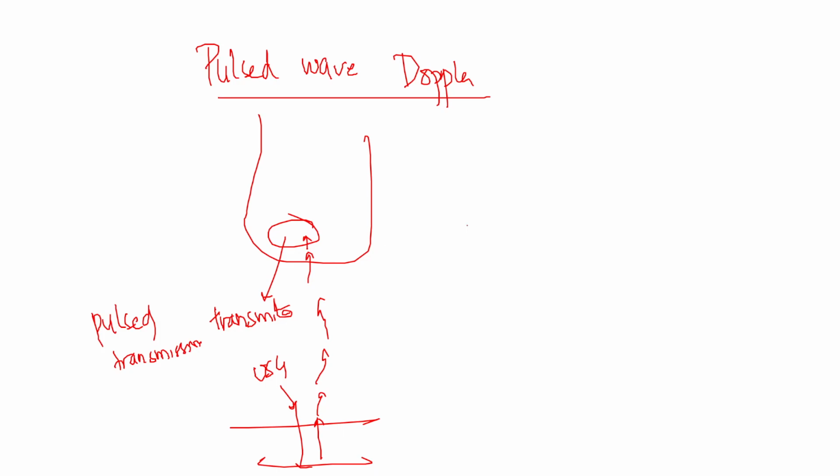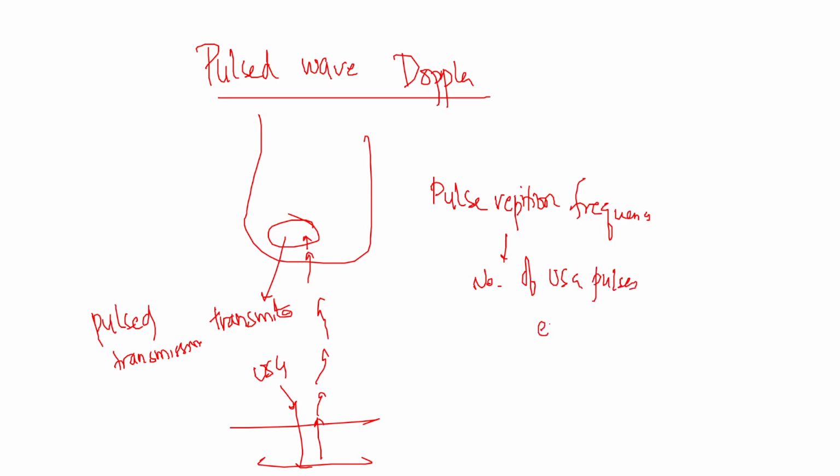So there is a number of ultrasound pulses, so there is pulse repetition frequency. What is this pulse repetition frequency? Pulse repetition frequency is the number of ultrasound pulses emitted by the transducer per unit time. So brief pulses of ultrasound energy are emitted.